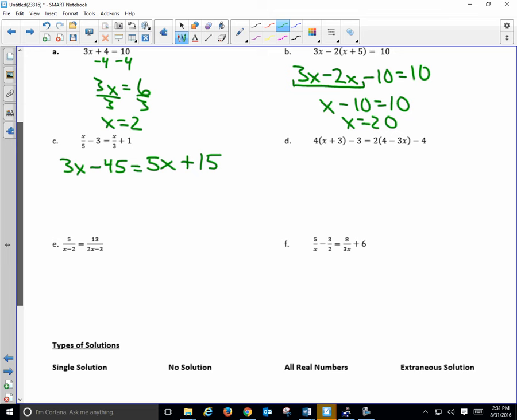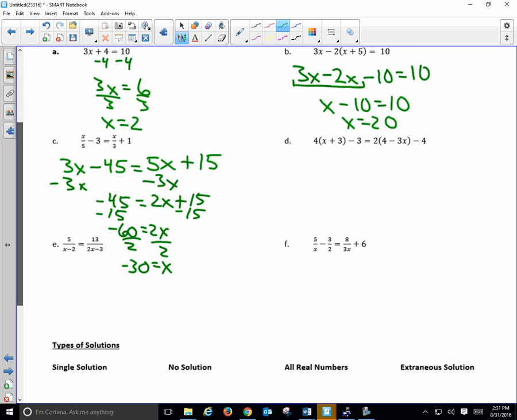Now I can combine like terms. Would you like your x's on your left or your right? Okay. We'll subtract the 3x. Negative 45 is equal to 2x plus 15. Subtract my 15. Negative 60 is equal to 2x. X is negative 30. How about this? You try D on your own.